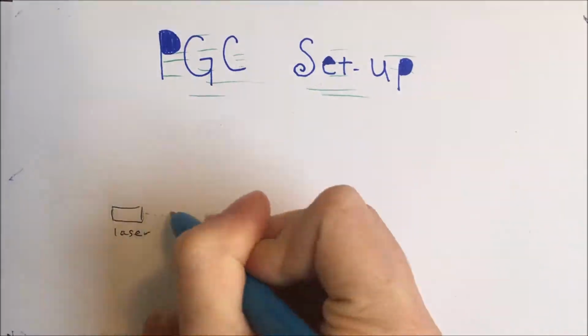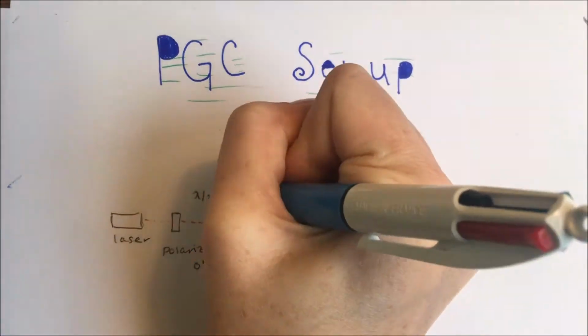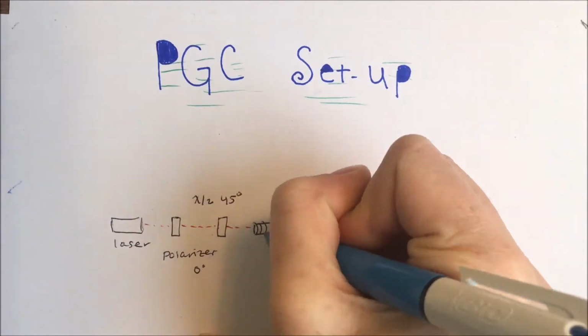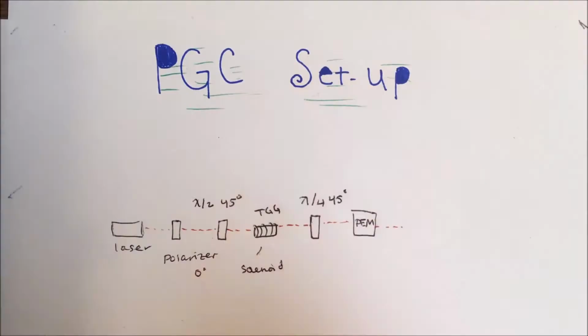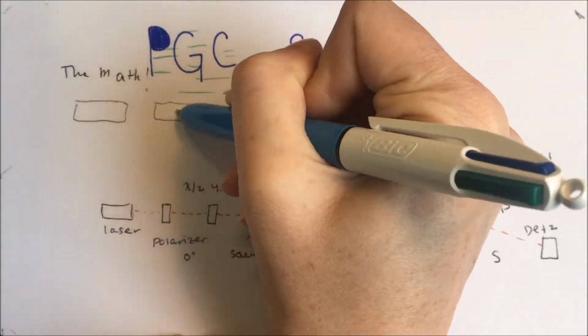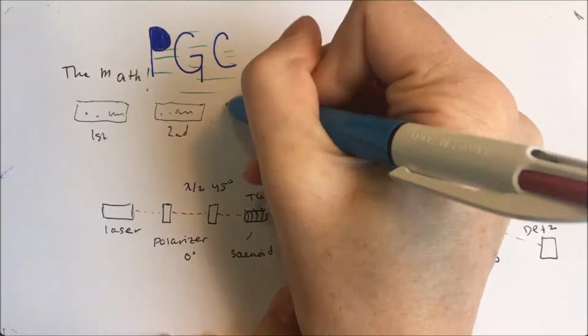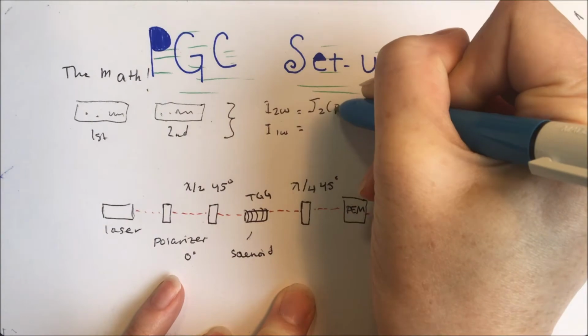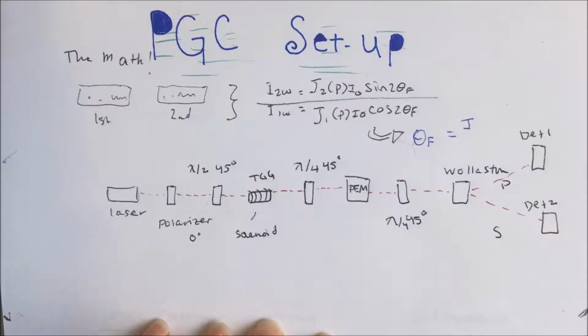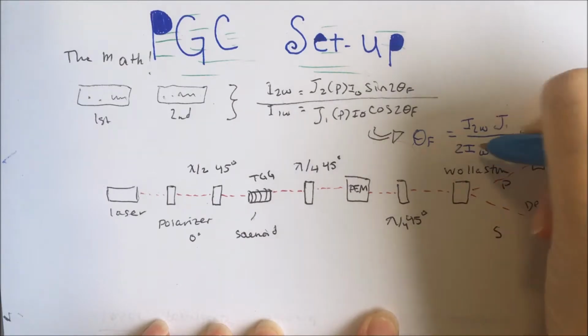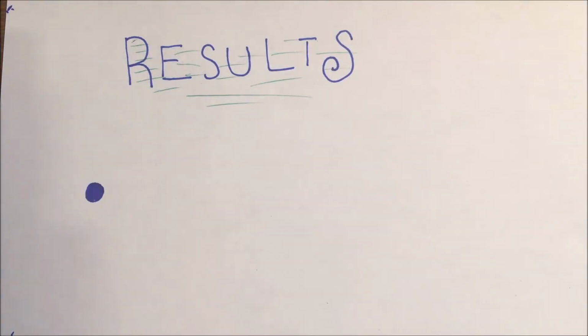The phase-generated carrier technique setup now uses a PEM sandwiched between two oppositely oriented quarter wave plates, with the Wollaston bridge still intact. Two lock-in amplifiers are used to determine the intensities of the first and second harmonics given by the PEM. Because of the Jones matrices, we know that by taking the ratio of these intensities, we can determine the rotation angle. The results of this last comparison have so far been inconclusive.